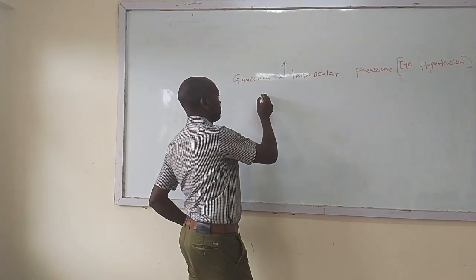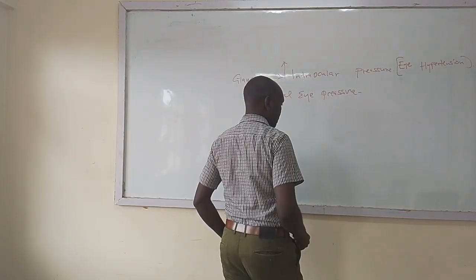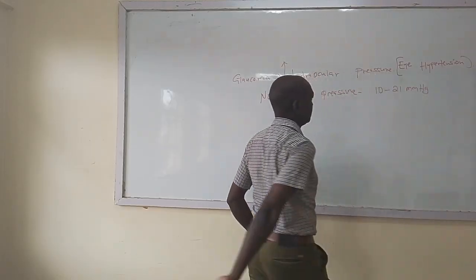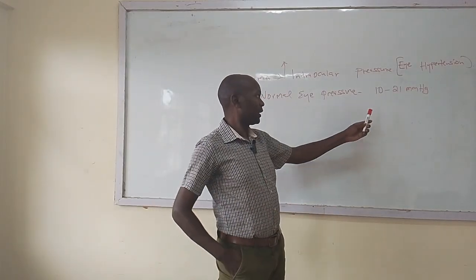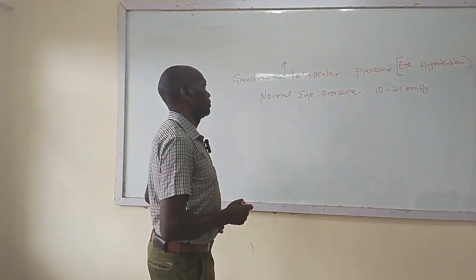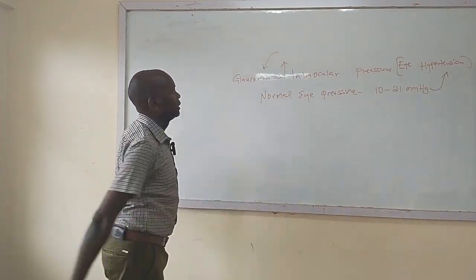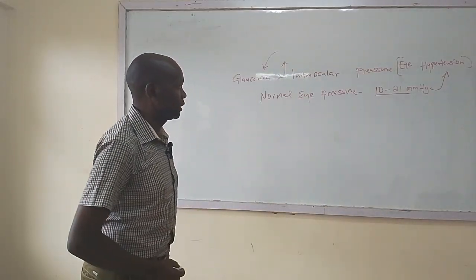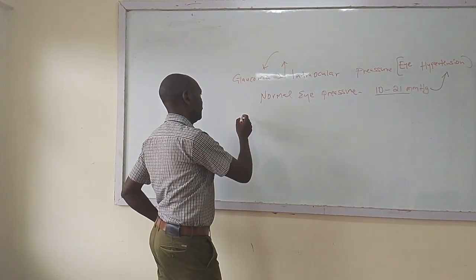So you need to know that the normal eye pressure is actually 10 to about 21 millimeters of mercury. So this is the normal eye pressure, and anything beyond this figure, that is 21 millimeters of mercury, then we get what we are referring to as eye hypertension, which can now give you this condition we are referring to as glaucoma. And what you need to know is that this disease is a very silent disease, very silent.